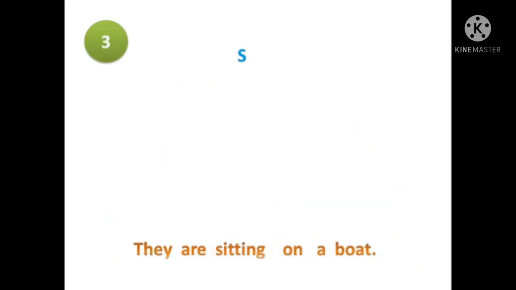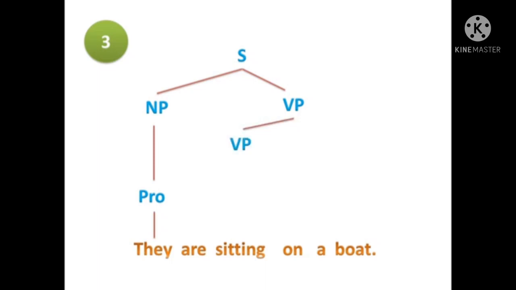Okay, next we continue to analyze the last example for the simple sentences. Here, the sentence: they are sitting on a boat. Same as number 1 and number 2, the sentence is divided into 2 parts, namely noun phrase and verb phrase. But the noun phrase here is only one pronoun. The pronoun here is they.